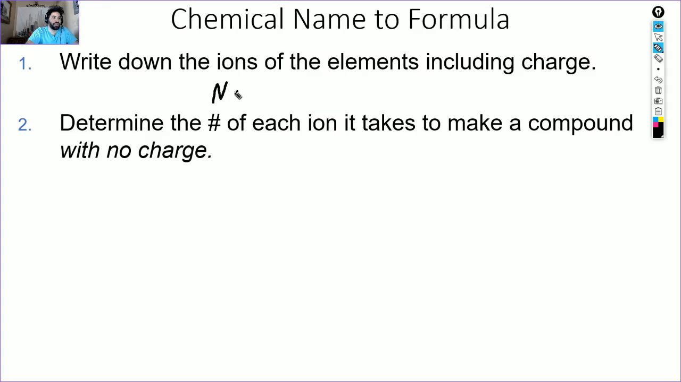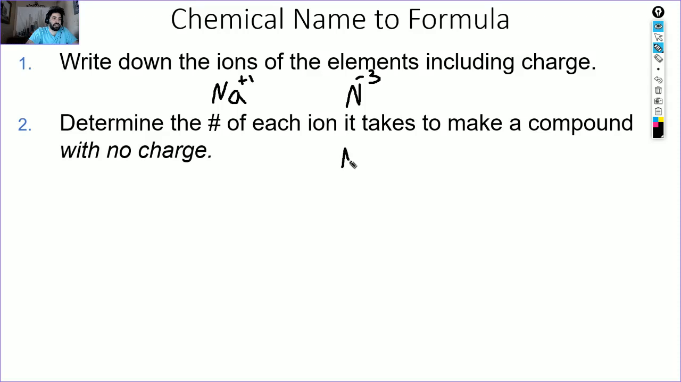So that'd be like if we had sodium. Well, you look on the periodic table, sodium has an oxidation number of +1. So that's the ion with this charge. Or you'd have something like nitrogen. You look on the periodic table, it has a -3 charge. If you look at your oxidation numbers that you write above at the top of the groups, you write the ions. Now, you determine the number each ion it takes to make the compound with no charge.